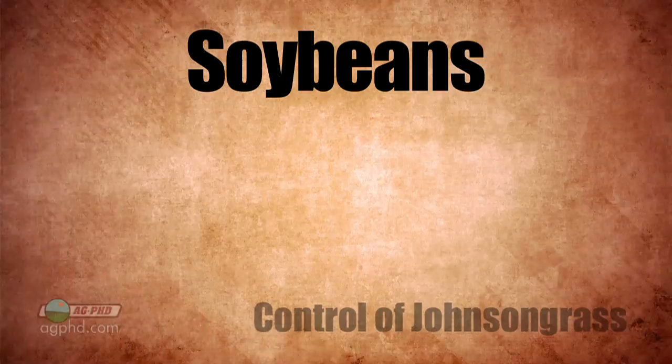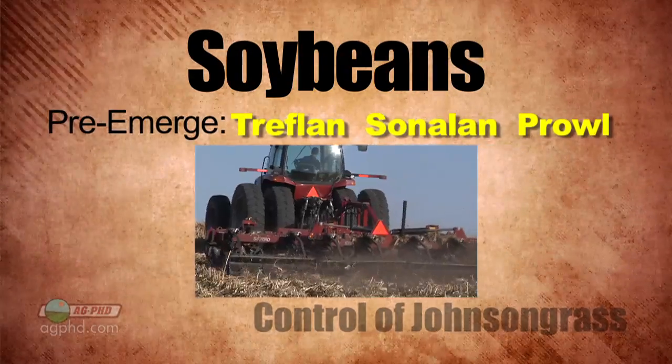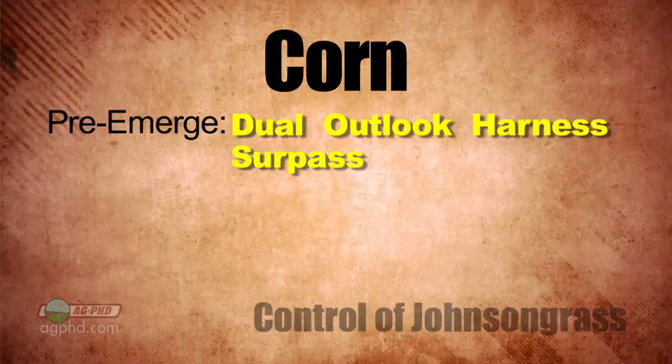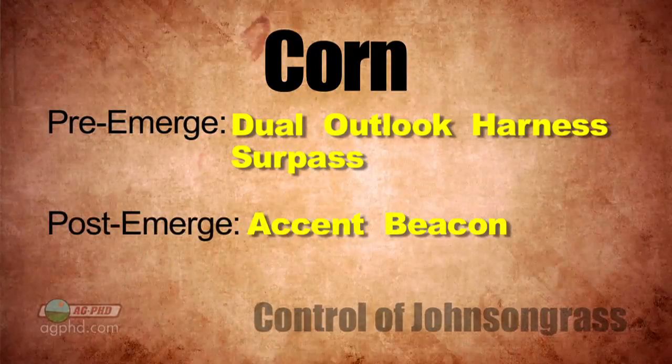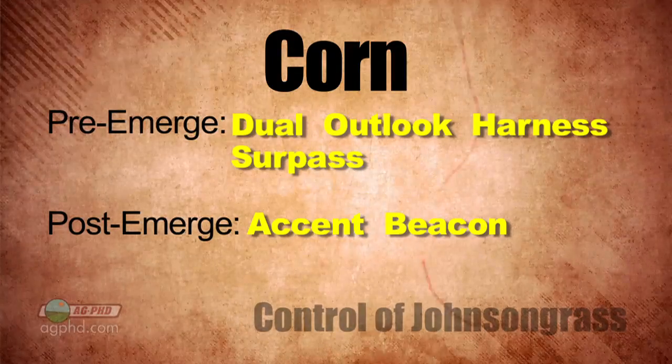You know, when we look at it, we can use these pre-emerge herbicides and they can hold it back, but they aren't going to be perfect because we're dealing with a perennial weed. Okay, in soybeans, I'd recommend Treflan, Sonalan, or Prowl. Use a high rate. Also, tillage can help you a little bit with this weed. In corn, yeah, Dual, Outlook, Harness, Surpass, they're just not going to be very good. Post-emerge, I like Accent and Beacon, but if it's ALS resistant, it's just not going to be great. So we just don't have a lot of options.